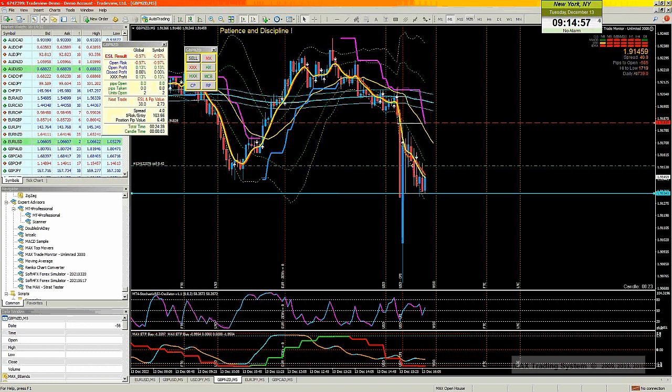I have my internet connection, so it must be a small disconnection in MetaTrader. So let me try to re-log in. Sometimes this happens. Yeah, the connection is coming back.